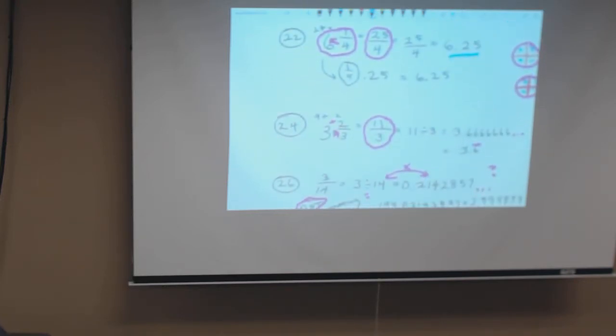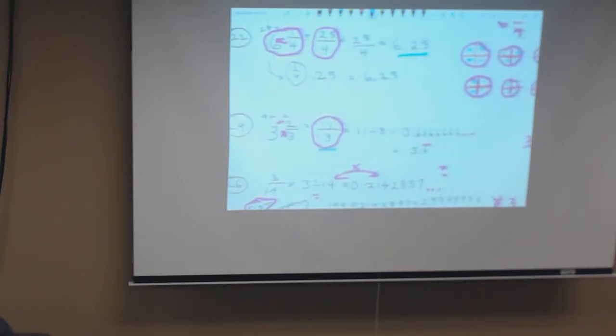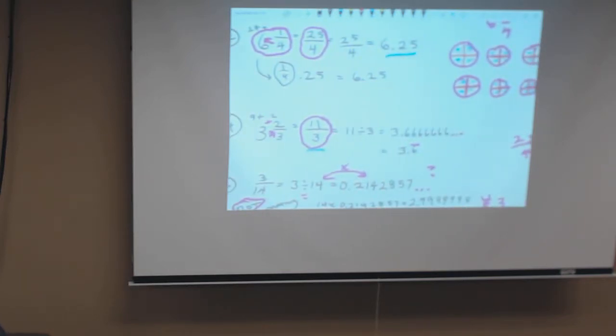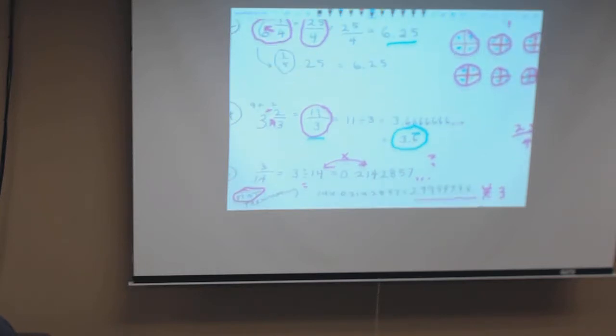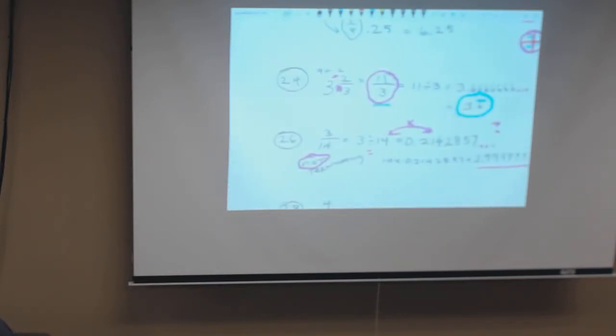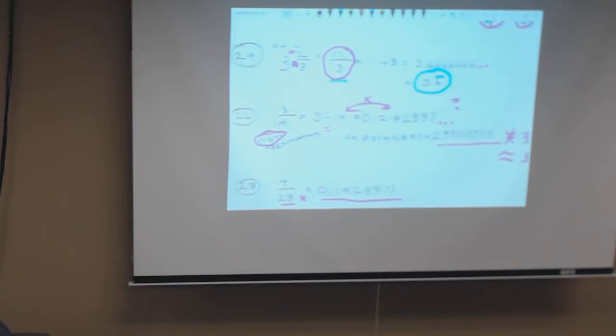Number 24. 3 2/3. 3 times 3 is 9, plus 2, 11/3. 11 divided by 3. There we go again. So what's the answer? 3.6 with a line over the 6. See what I'm doing? I just put a line over the stuff that repeats. Number 26, 3/14.